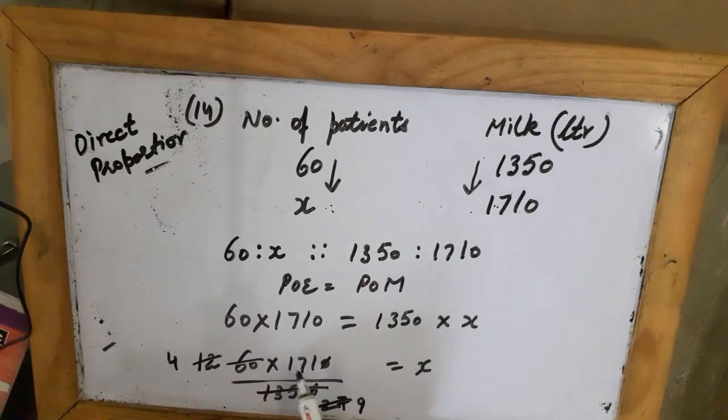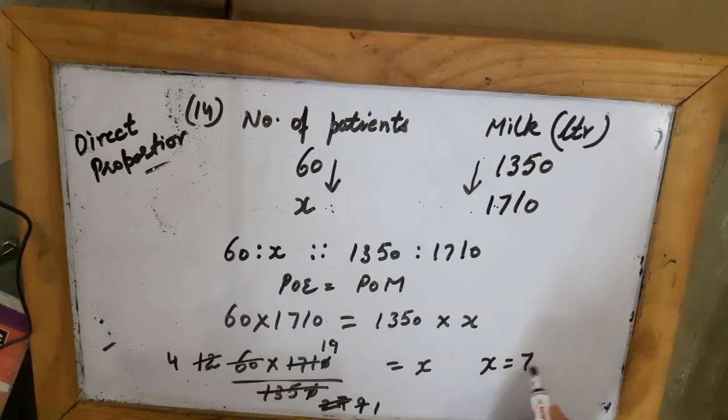So this I can cancel on the table of 9. 9 ones are 9, 9 ones are 9, 9 nines are 81. So 19 fours are 76. So x का value आया 76.